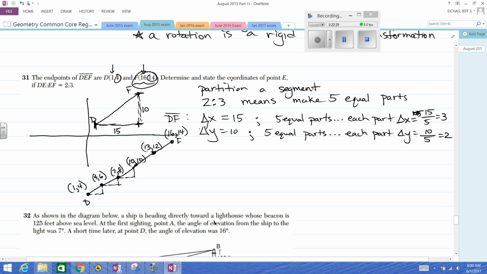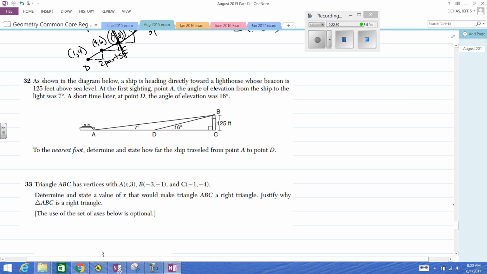So that does work. Now we've got to find D to E, which is a 2 to 3 ratio. How about this one? This would make it 2 parts to 3 parts. So E is right there at (7, 8). Okay, tricky problem, but we can manage that one.